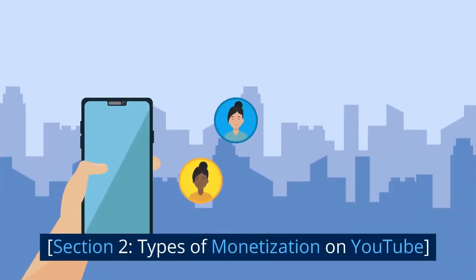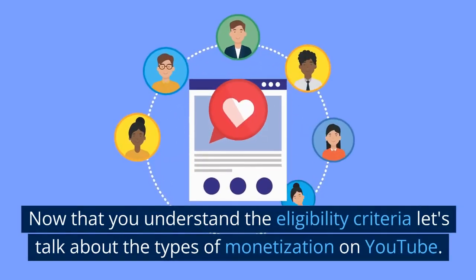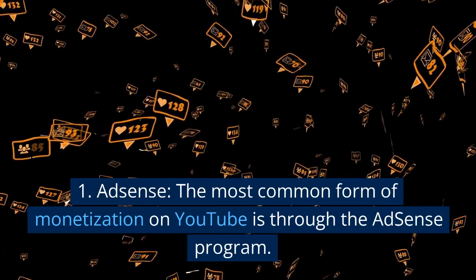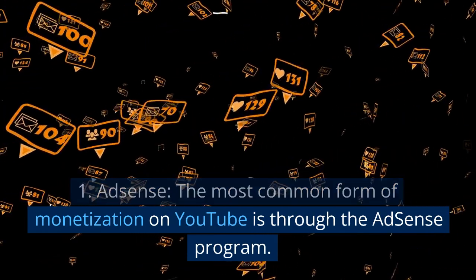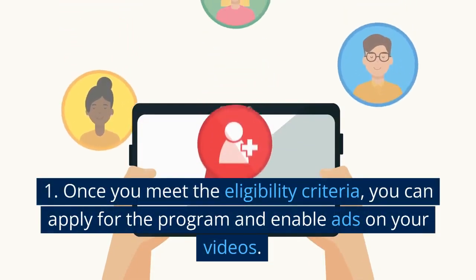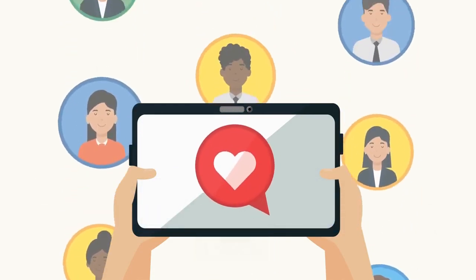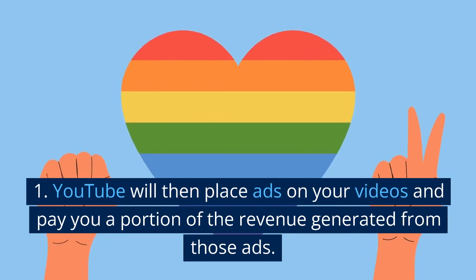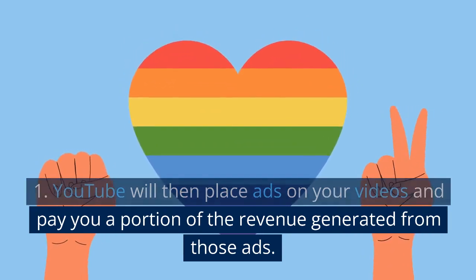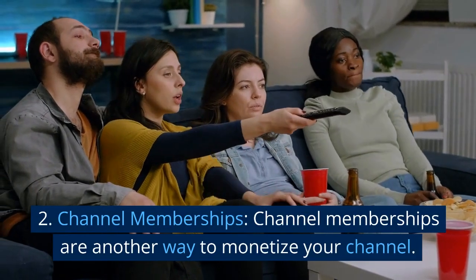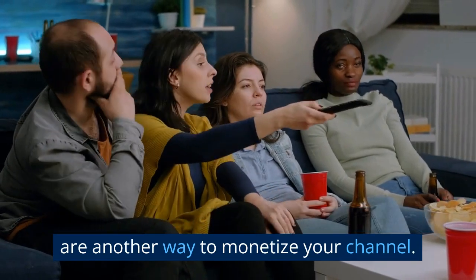Section 2, Types of monetization on YouTube. Now that you understand the eligibility criteria, let's talk about the types of monetization on YouTube. 1. AdSense. The most common form of monetization on YouTube is through the AdSense program. Once you meet the eligibility criteria, you can apply for the program and enable ads on your videos. YouTube will then place ads on your videos and pay you a portion of the revenue generated from those ads.